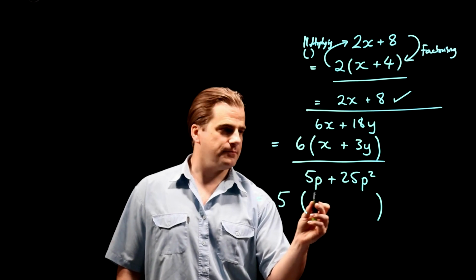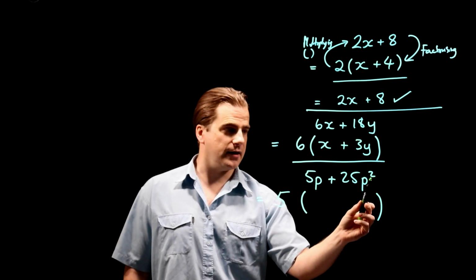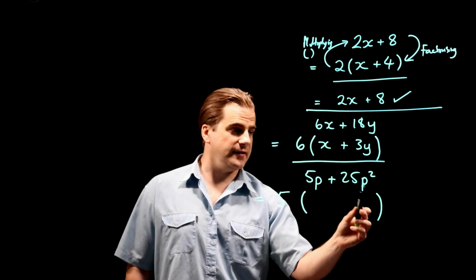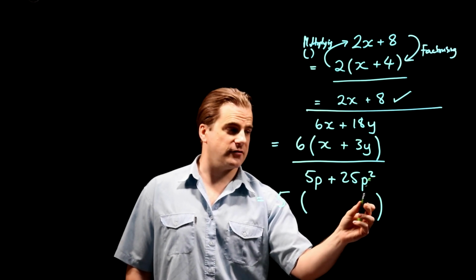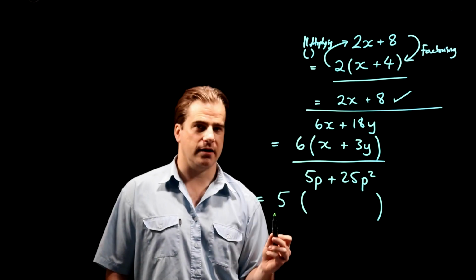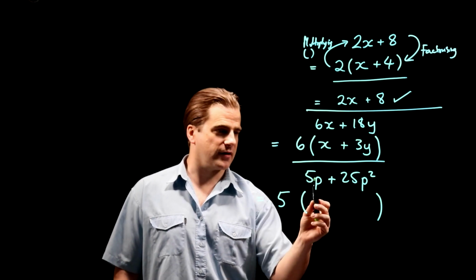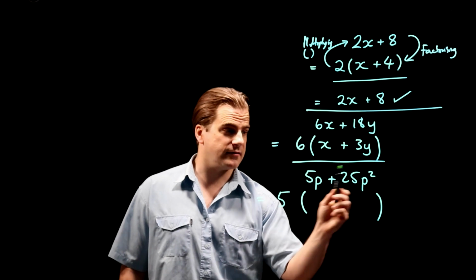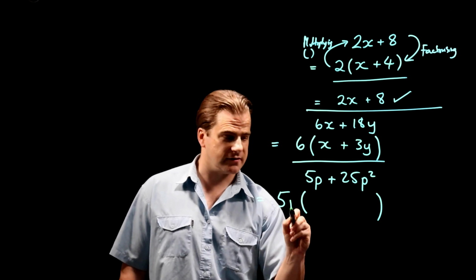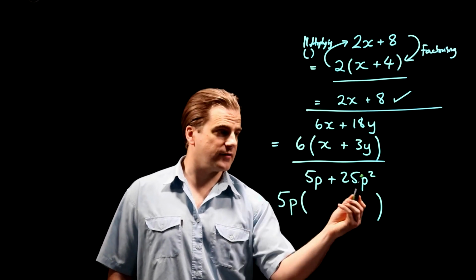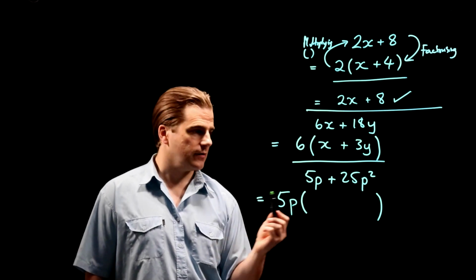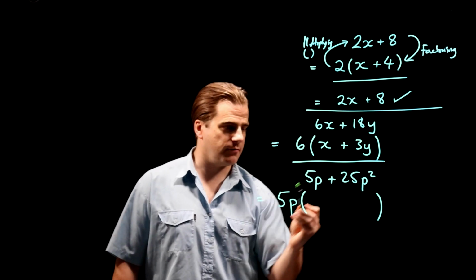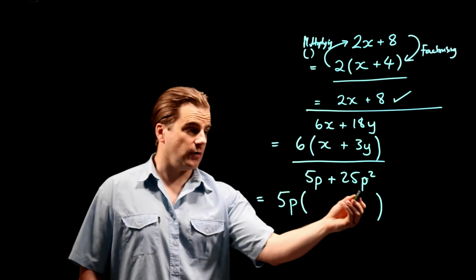There's p there, and there's p times p here. So there's at least one p over here. There's two of them, in fact. And there's one here. So the highest common factor, it's not p squared, because there's only one here. The highest thing that they've both got is just a single p. That's got one of them, that's got two of them. So the highest common factor of p and p squared is p. So we pull that out.